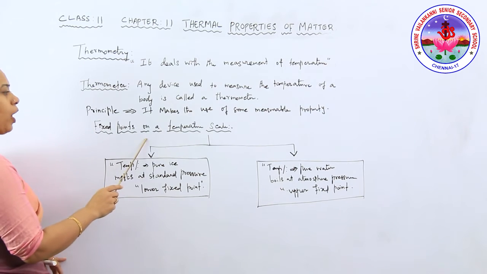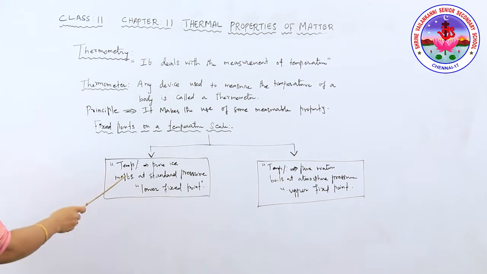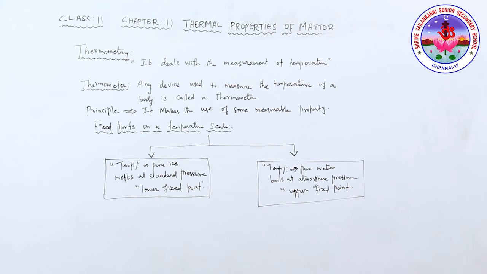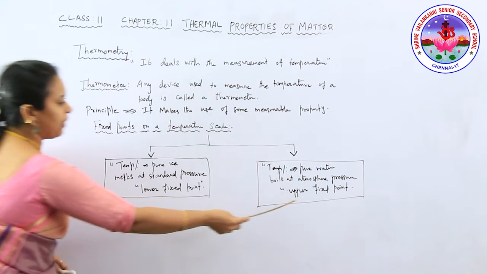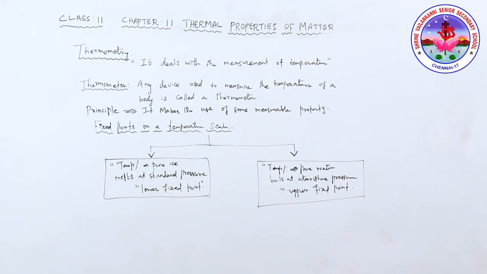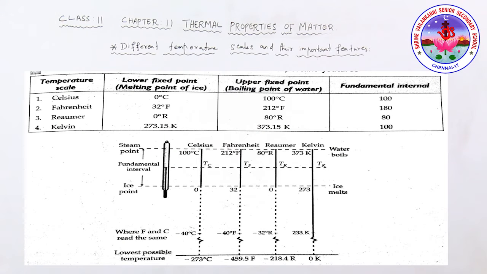We have fixed points on a temperature scale. The lower fixed point is the temperature at which pure ice melts at standard pressure. The upper fixed point is the temperature at which pure water boils at atmospheric pressure. So, different temperature scales and their important features you are seeing on the screen.